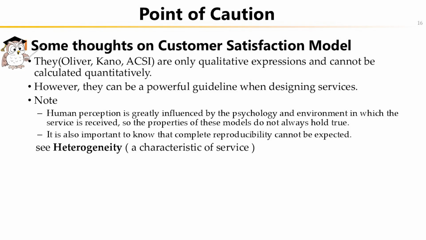We would discuss some thoughts on the customer satisfaction model. Oliver, Kano, and ACSI models are only qualitative expressions and cannot be calculated quantitatively. However, they can be a powerful guideline when designing services. Please note that human perception is greatly influenced by the psychology and environment in which the service is received, so the properties of these models do not always hold true. It is also important to know that complete reproducibility cannot be expected. This can also be seen from the heterogeneity that is a characteristic of service, as already mentioned.